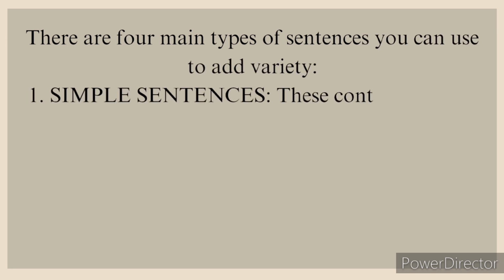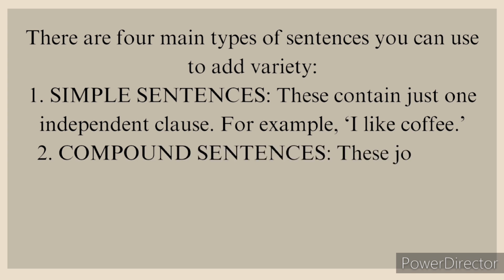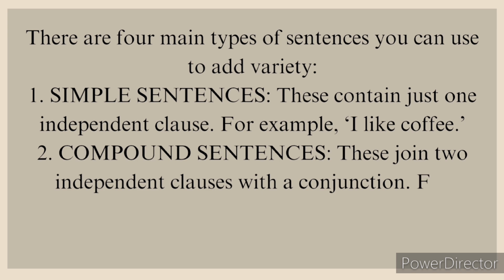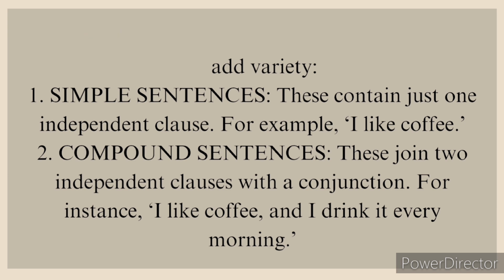Simple sentences. These contain just one independent clause. For example, I like coffee. Secondly, compound sentences. These join two independent clauses with a conjunction. For instance, I like coffee and I drink it every morning.